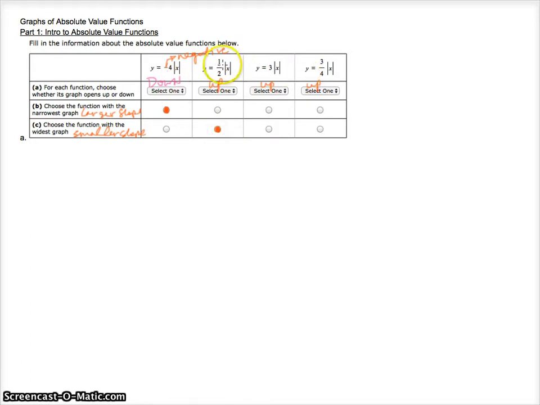Okay, so remember that the slope is this value here right in front, just like a regular graph. This is the slope that we're looking at. This is how we're determining up, down, and skinny and narrow. Let's look at another example real quick.